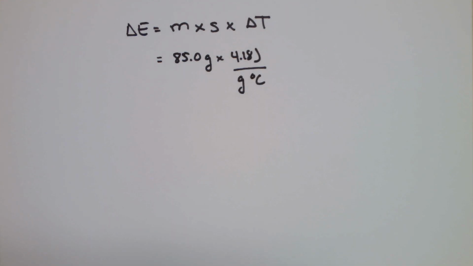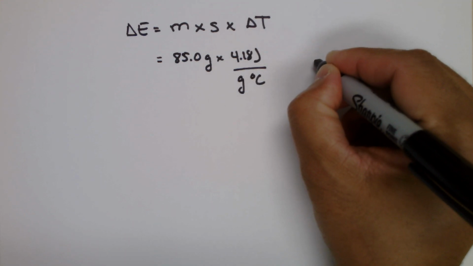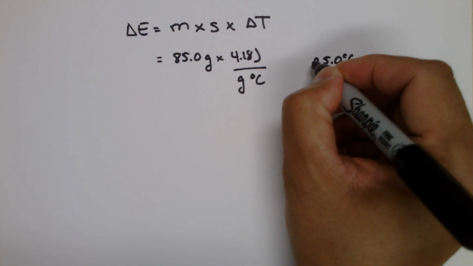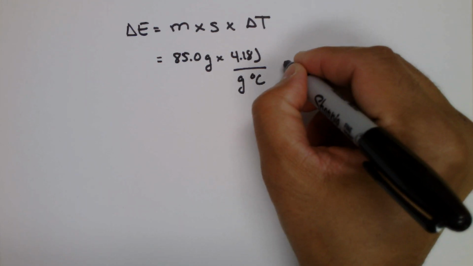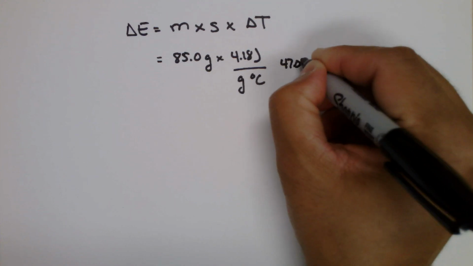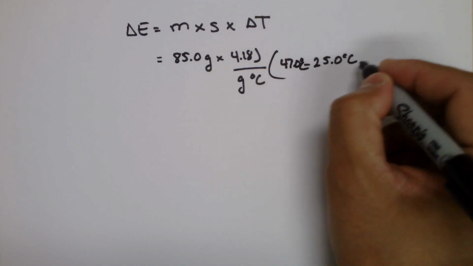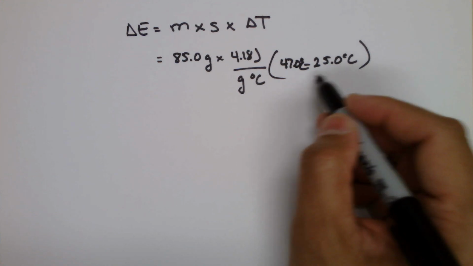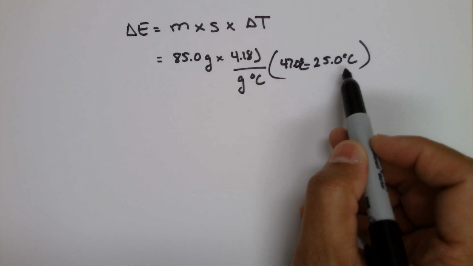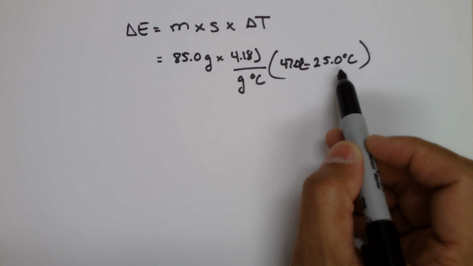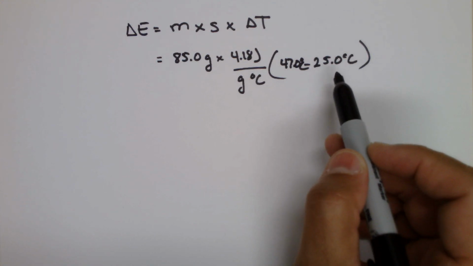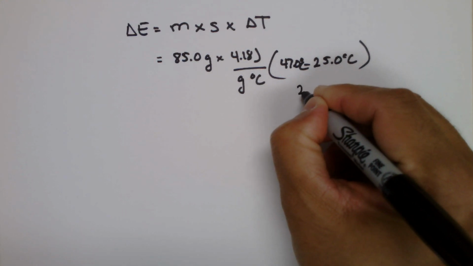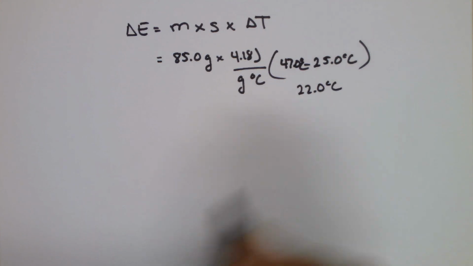And the change in temperature, the water initially is 25.0 Celsius, and the final temperature, 47.0 Celsius. And so the change in temperature here, when we're subtracting numbers, we'll go with the fewest decimal places. Here we'll report 1 decimal place. So this change in temperature is 22.0 Celsius.